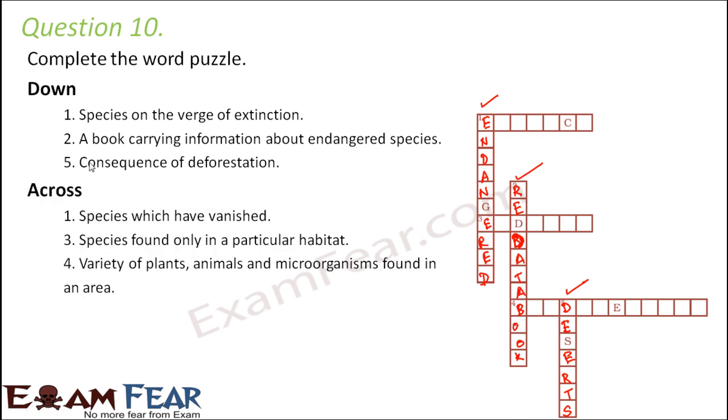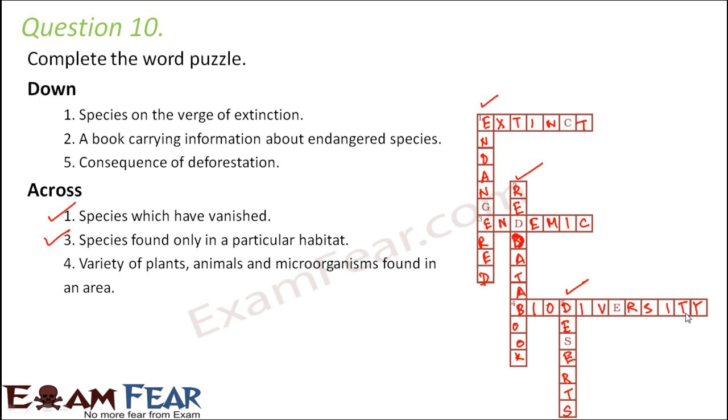Now let us look at the across rows. Number 1. Species which have vanished, so they are already gone. They are extinct species like the dinosaurs. Number 3, species found only in a particular habitat. They are exclusively found in a particular location and are called endemic species. Number 4, variety of plants, animals and microorganisms found in an area. That is called biodiversity, the variety of living organisms that includes plants, animals and microbes in a particular area.